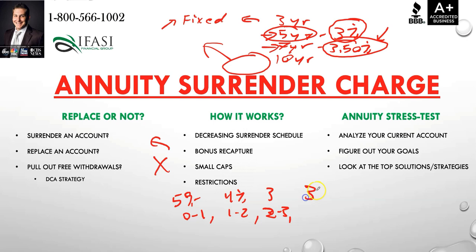Then maybe it's another 3% surrender penalty from years 3 through 4. And then maybe the last year, from years 4 through 5, if you fully surrender your money, you're going to get dinged with a 2% surrender penalty. So the longer that you're leaving it in there, the more favorable your surrender charge would be.